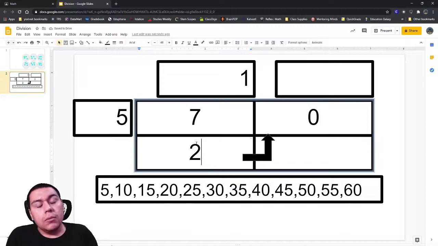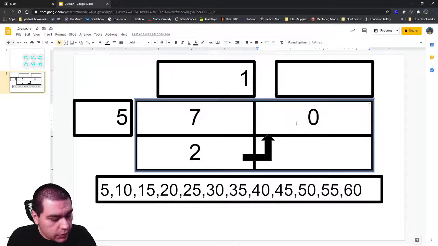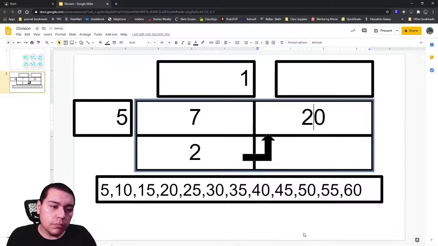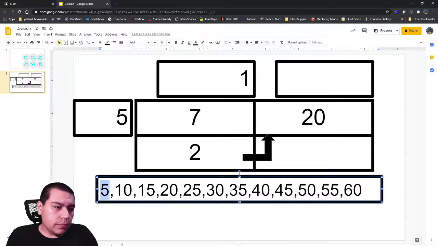Alright. Well, I can't leave the 2 by itself. I'm going to have it follow the arrow. I'm going to put it in front of the 0. 20. Okay. Well, now I'm going to try to put 20 into 5 groups. If I give every group 1, that would be 5. Violet, do I have enough to give every group 1?